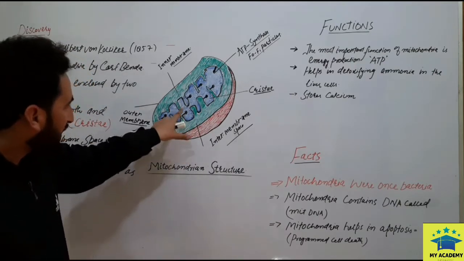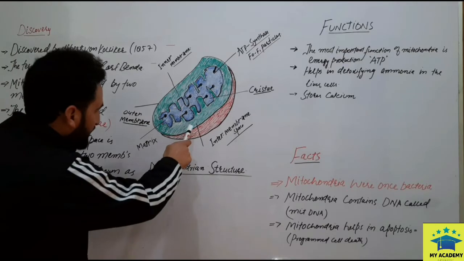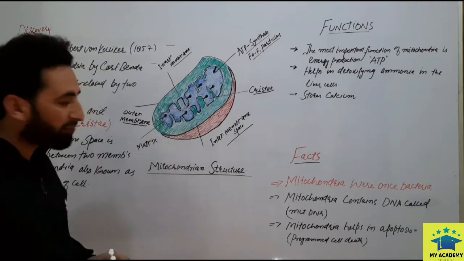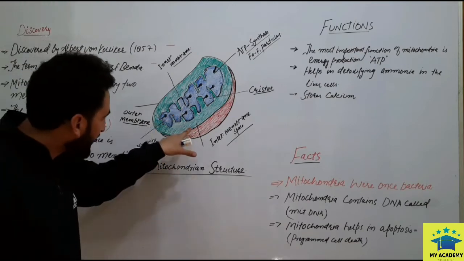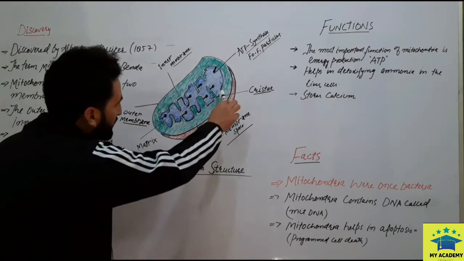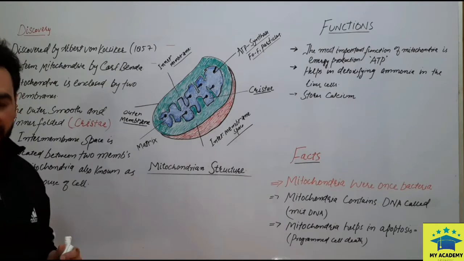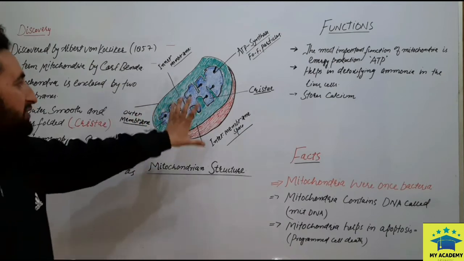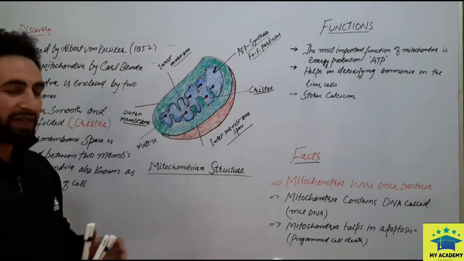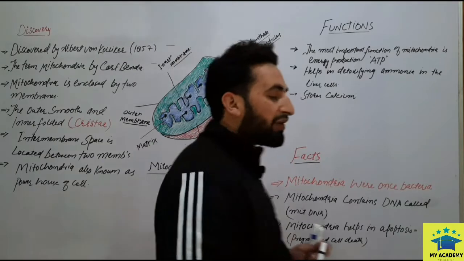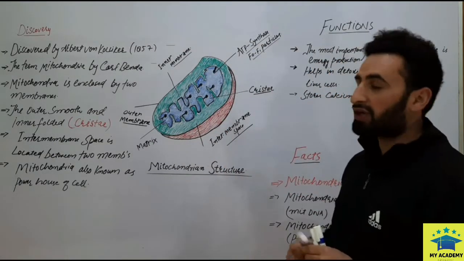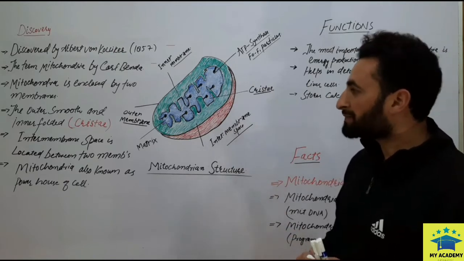The outer membrane and the inner membrane. Between the inner membrane and the outer membrane, we have this space. This is called perimitochondrial space or intermembrane space, okay. That means we have two membranes. We can say the mitochondria is a double membrane cell organelle, the internal membrane and the external membrane, okay.